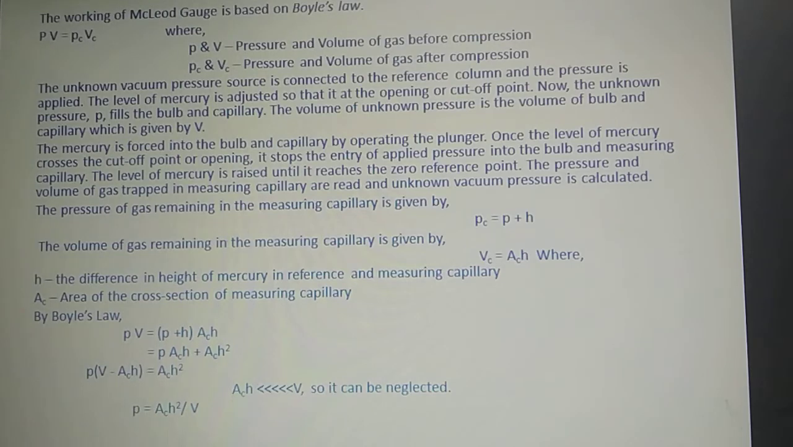So therefore AC H is neglected, and you will get PV on the left hand side equal to AC H square, and therefore the pressure applied on the mercury column is P is equal to AC H square divided by the volume of the mercury in the bulb. So we got this formula for the pressure applied on the mercury: P is equal to AC H square by V.